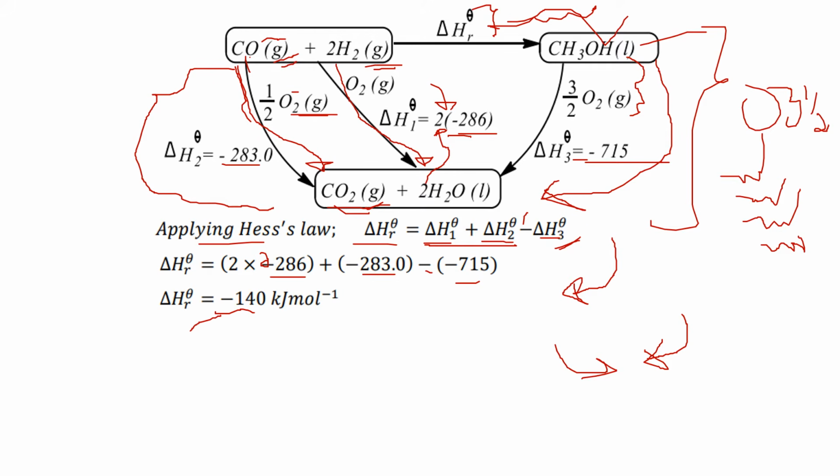Now, if you're required to comment about such an answer, since you have got your standard enthalpy of formation or reaction to be negative, that means that such a reaction is feasible, or it's spontaneous. Simply because your standard enthalpy of reaction or formation is negative, or someone can say it is exothermic. So that means that such a reaction is very feasible.